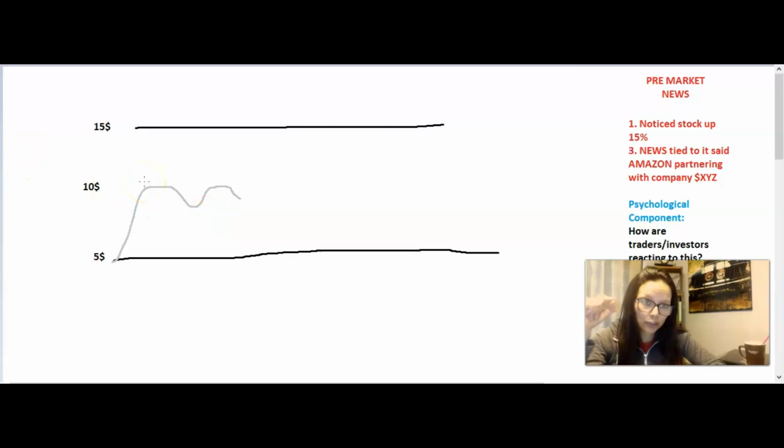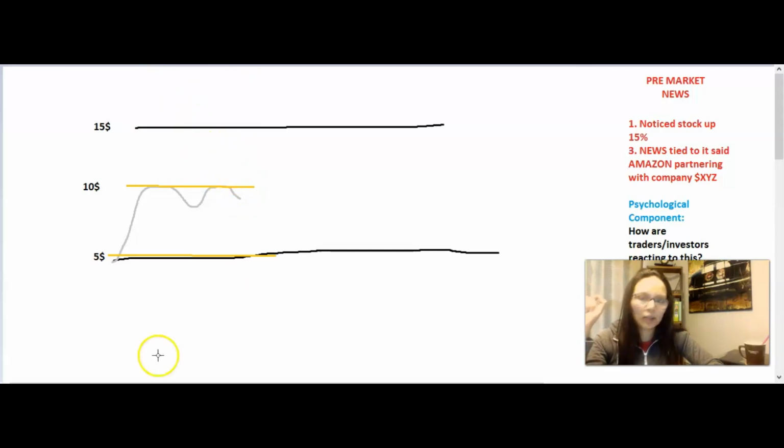So the first thing I do, like you guys know from the first video, is draw your support and resistance key levels, right? It's very important. So pre-market, clearly this is a resistance level because it's tested $10 once, twice, right? And here's our support at $5. Let's just pretend $5 is our support. Great, so we have our support and our resistance lines. By looking at this stock, we know it's close to resistance. Just keep that in mind.